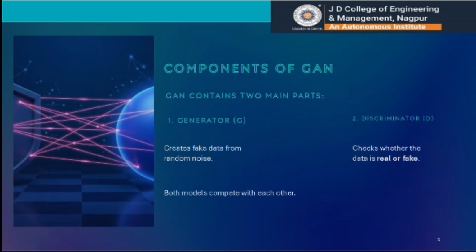So, what are the components of GAN? A GAN mainly contains two important components, the generator and the discriminator. The generator is responsible for creating new data from random noise. Its goal is to generate data that looks similar to real data. On the other hand, the discriminator acts like a classifier. It checks whether the input data is real or fake. In simple terms, the generator tries to fool the discriminator while the discriminator tries to correctly identify real and fake data. Because of this competition, both networks gradually improve.